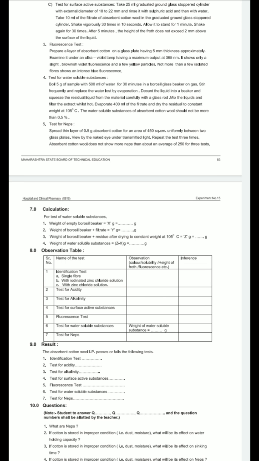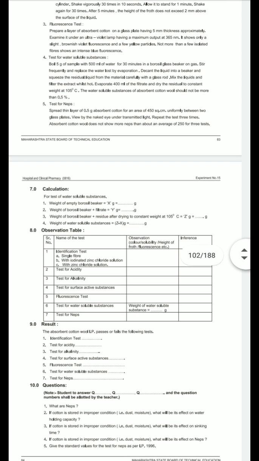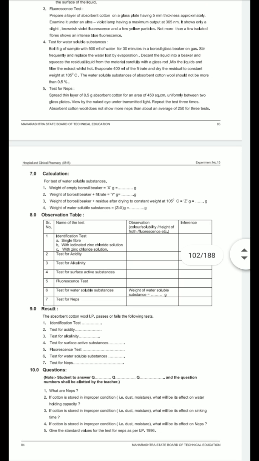Then here is the calculation part of this experiment. For test for water soluble, weight of empty borosilicate beaker, that is X. Then weight of borosilicate beaker plus filtrate, that is Y. Then weight of borosilicate beaker with residue after drying to constant weight at 105 degrees Celsius, that is Z. Then weight of the water soluble substances, that is Z minus X.